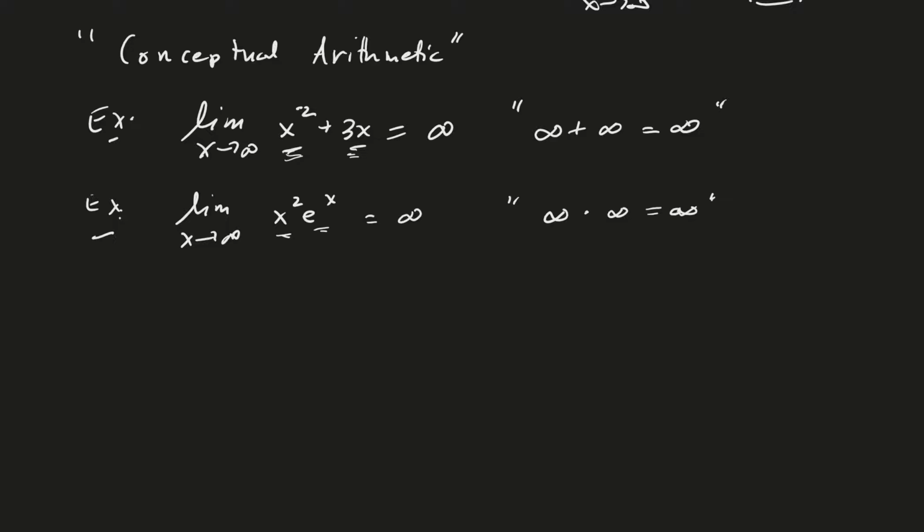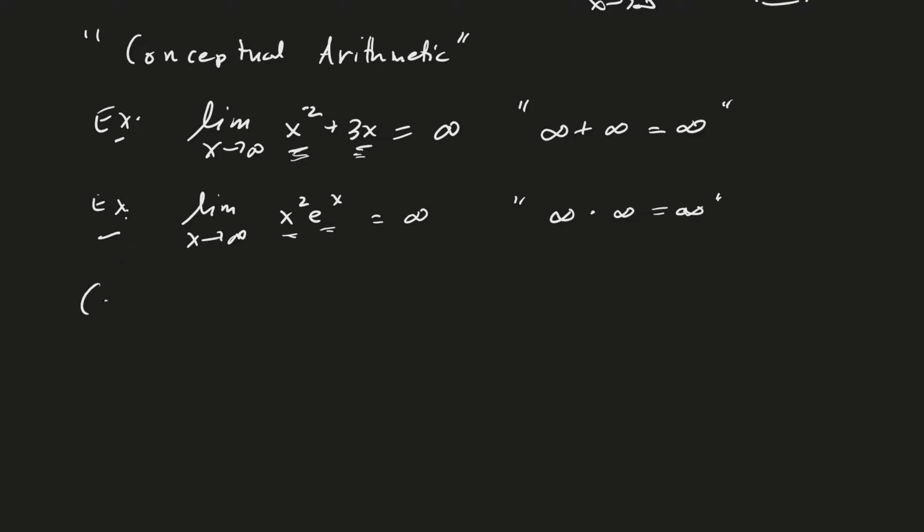Now, you do have to be careful about the following two. Let me not put the examples yet. So be careful of these. If you have infinity minus infinity, that may or may not converge. It may or may not be a number, a value.